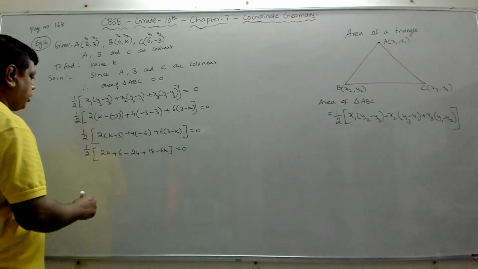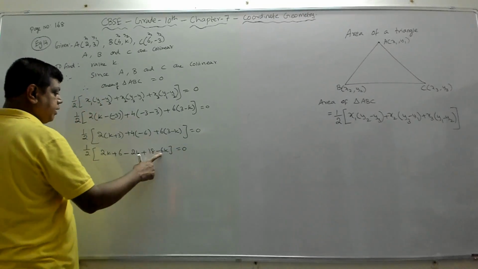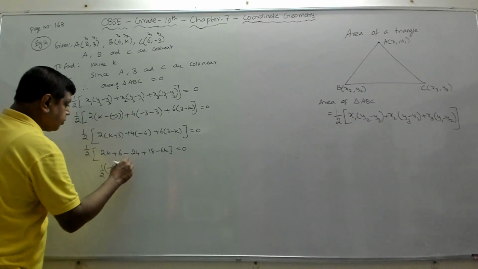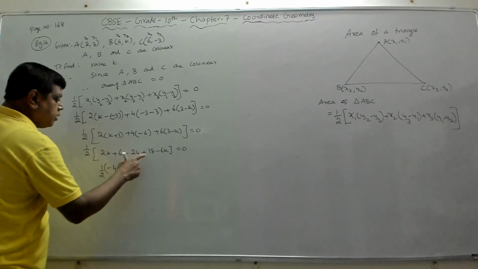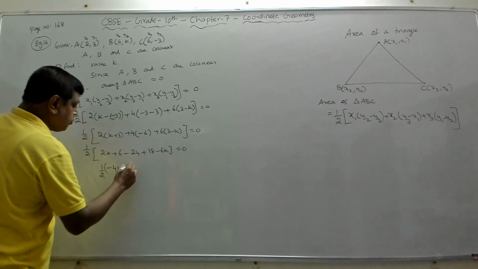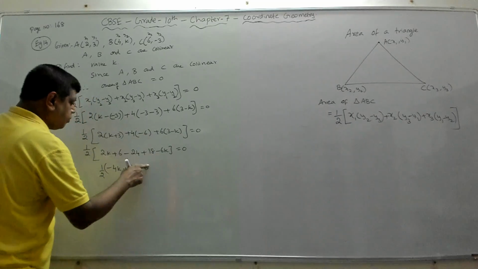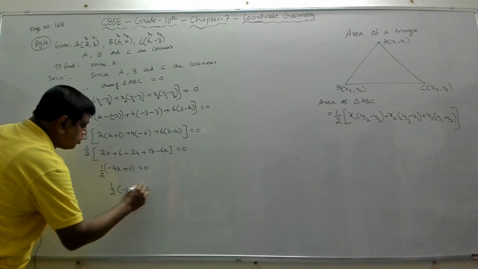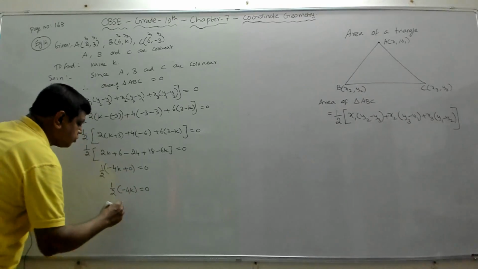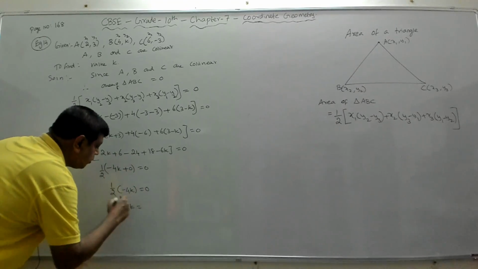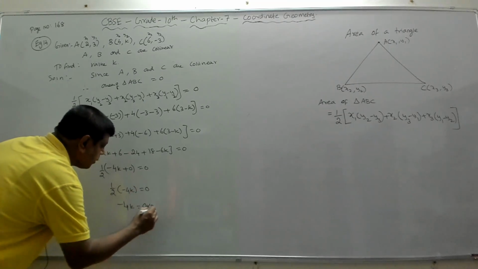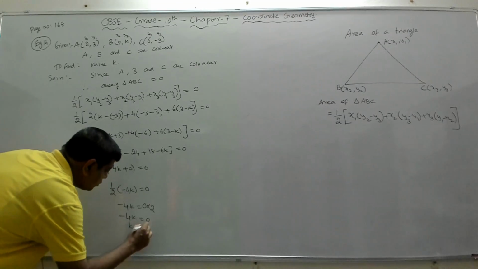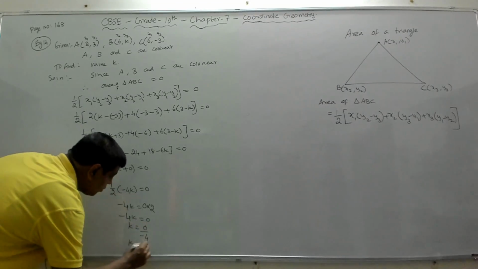Now what do we get? 2k minus 6k is minus 4k. 1 by 2 of, this is 24, and 6 plus 18 is 24, minus 24 is 0, equal to 0. So which means 1 by 2 of minus 4k equal to 0, because minus 4k plus 0 is minus 4k. Therefore you get minus 4k equal to, this 2 will go here, it becomes 0 into 2. So minus 4k equal to 0, which means k is equal to 0 by minus 4, which means k equal to 0.